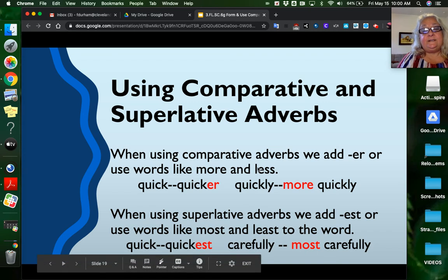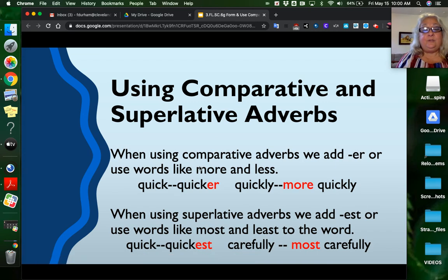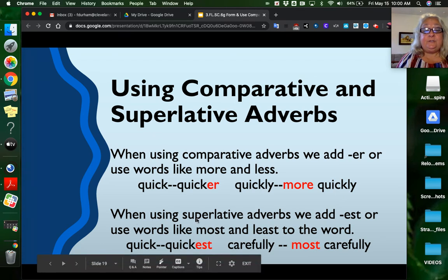Remember, when using comparative adverbs, we add ER or use words like more and less: quick, quicker, or quickly and more quickly. When using superlative adverbs, we add EST or use words like most and least to the word. Quick, quickest, carefully, most carefully.